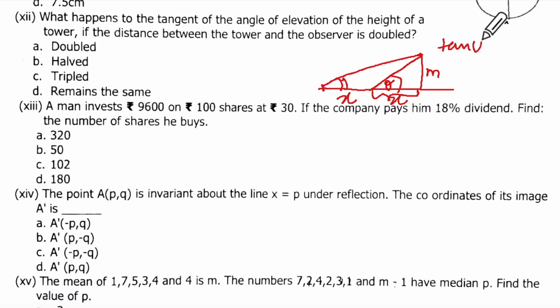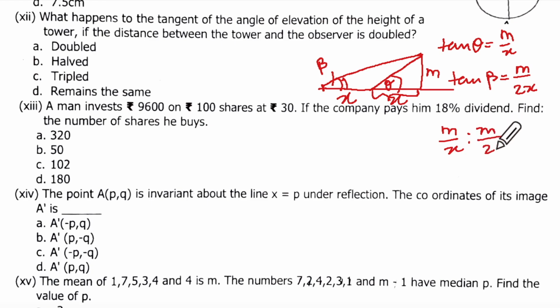Earlier tan theta was m upon x, correct? And now, let us call this beta, tan beta has become m upon 2x. It is half. So earlier it was m upon x, and now it is m upon 2x, so the ratio becomes 1 is to half. So the tangent gets halved. Halved is the correct one.